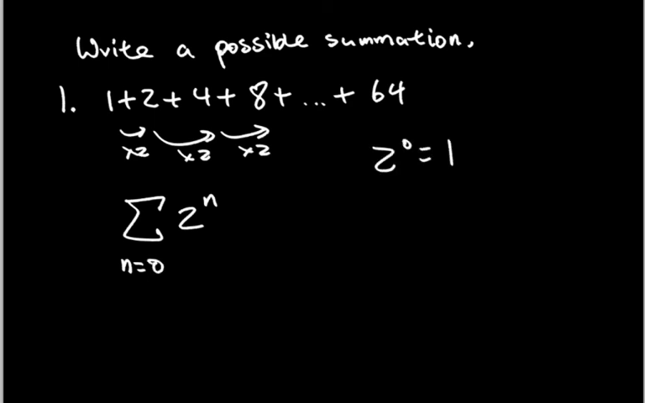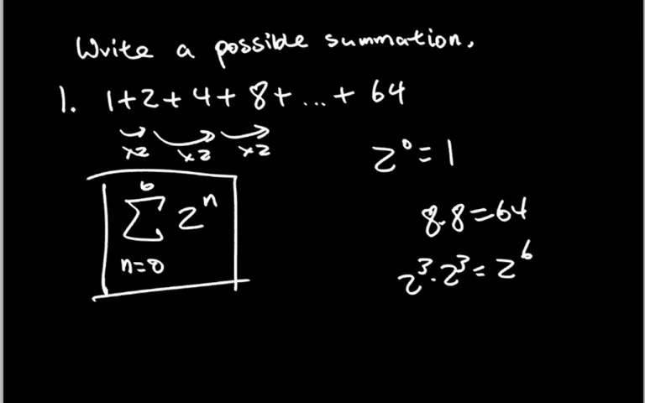Okay, so where are we going to end though? So if these are powers of 2, then 2 to what power equals 64? Well, we know that 8 times 8 equals 64. So that's 2 to the third times 2 to the third, which is 2 to the 6th. So we're going to end at 6. So notice what we did here was just see the pattern and then try to construct something from there, and basically figure out what's the argument, and then what is the lower and upper bound.